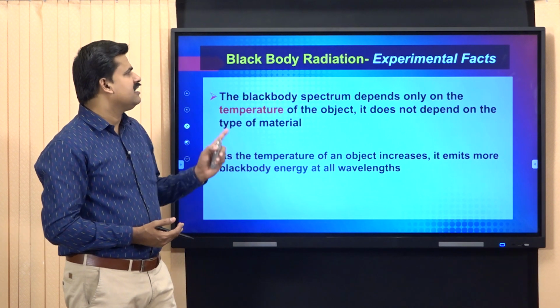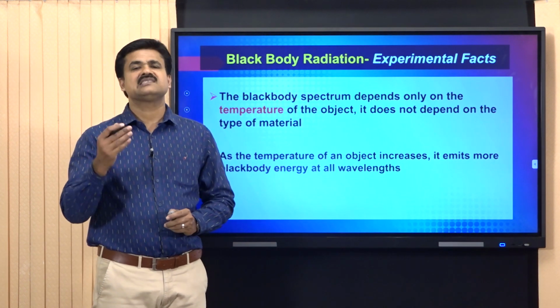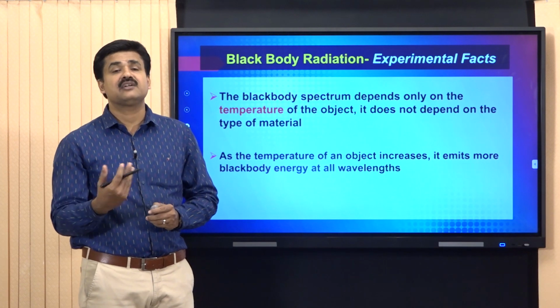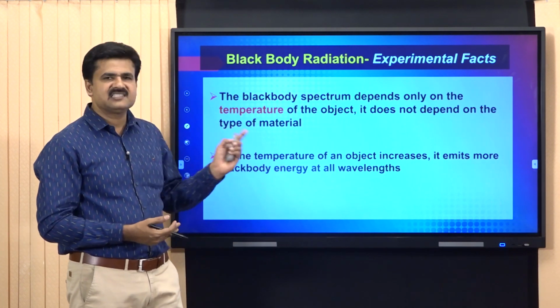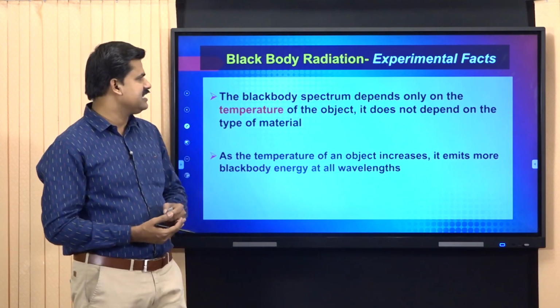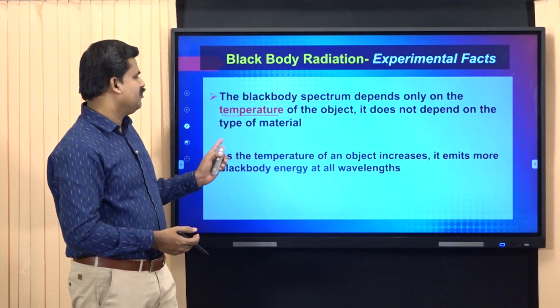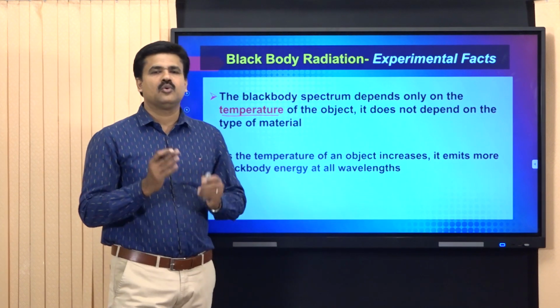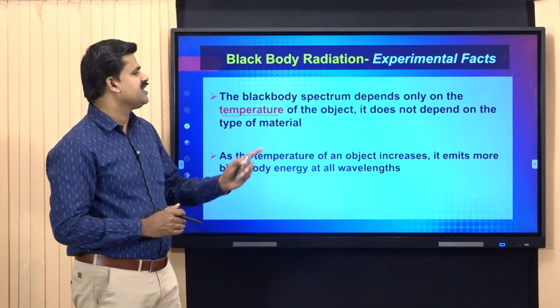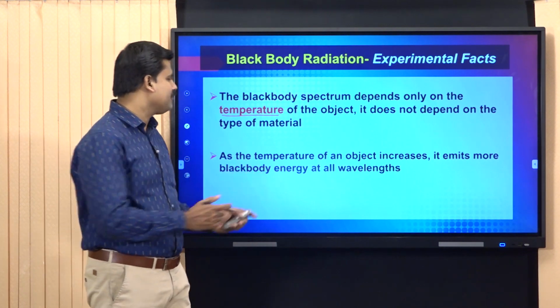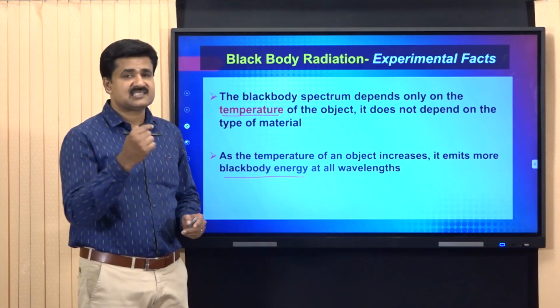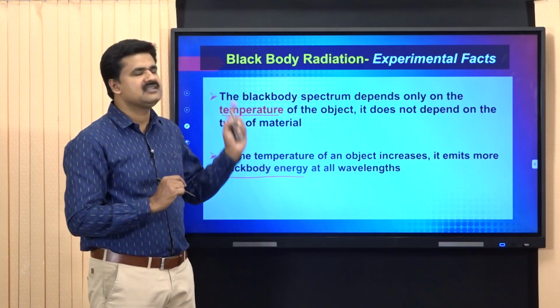The black body radiation phenomenon has several experimentally noted facts. Such facts are discussed here. The black body radiation spectrum depends only on the temperature of the object. It does not depend on the type of the material. Moreover, as the temperature of an object increases, it emits more black body energy, that is, at shorter wavelengths, at different wavelengths possible.